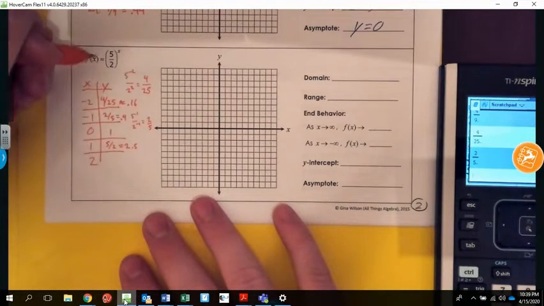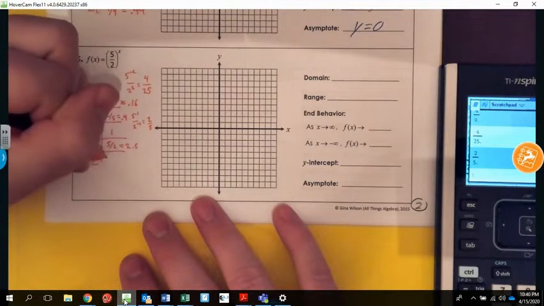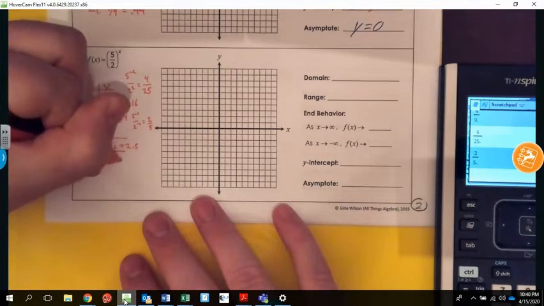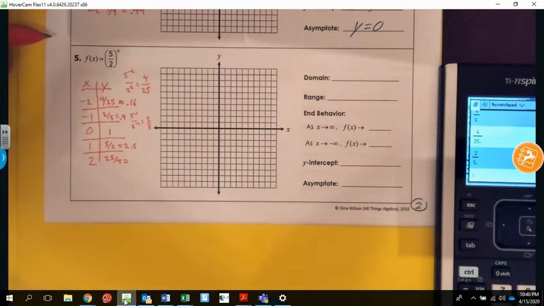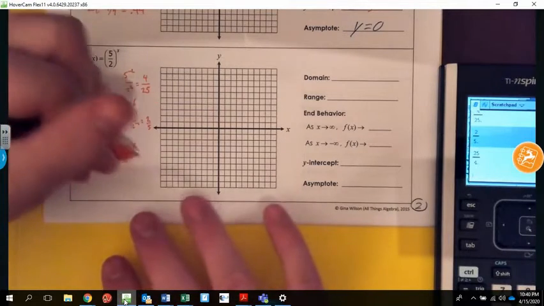And if we use 2, that's going to give us 25/4. Again, I use these points just by plugging them into the calculator and finding the approximation. And that's going to be 6.25.